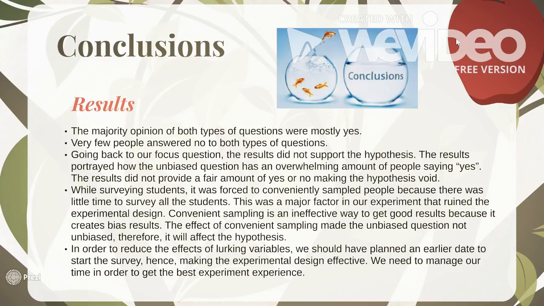The lurking variable will be convenient sampling, which makes the surveying ineffective. The reason why we did convenient sampling is because we faced limited time. We needed to do a quick survey to finish surveying all subjects in one day during the last day. We think that if we start surveying earlier, maybe we will get the correct result in an effective experiment.